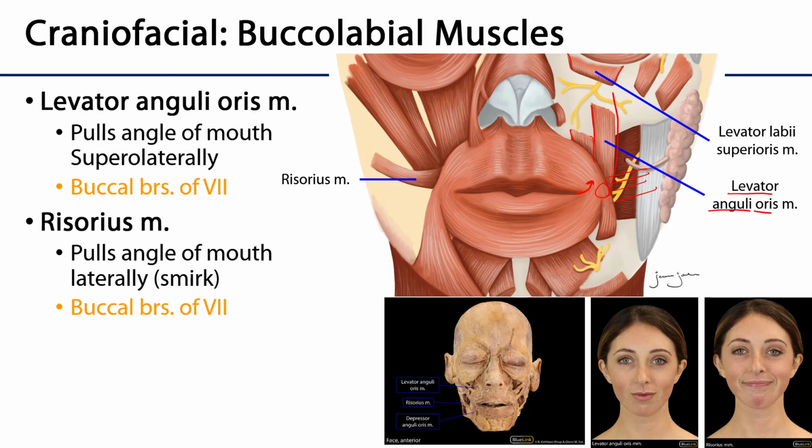We also have a highly variable muscle, the risorius muscle. Risorius muscle may be present, it may not be present. It goes from the modiolus out laterally, superficial to that buccal fascial space. And when it's activated, it pulls the sides, or the angles of the mouth laterally, so as to produce a smirk. And like levator anguli oris, risorius is also innervated by buccal branches of the facial nerve.